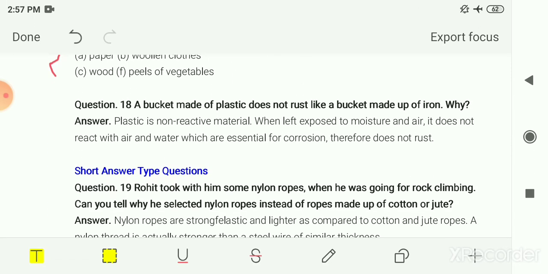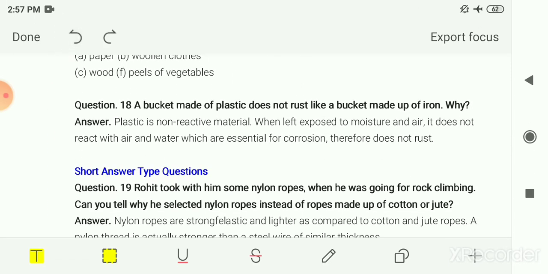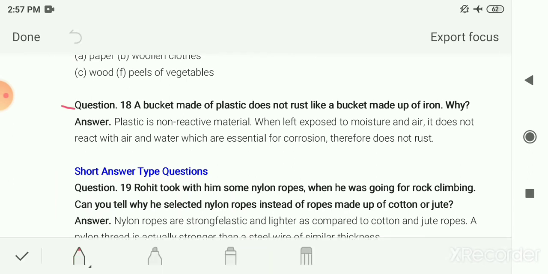Next is 18 number. A bucket made of plastic does not rust like a bucket made of iron. So why? The reason is given to you. Plastic is a non-reactive material. It will not easily react with other substances when left exposed to moisture, or you can say water and air. It does not react with air and water, which are essential for corrosion, and therefore it does not rust.